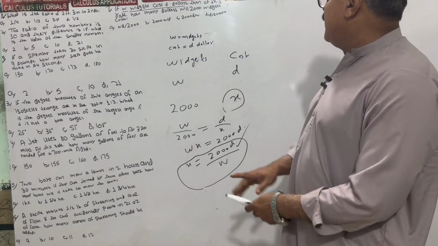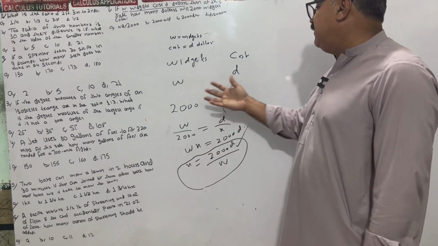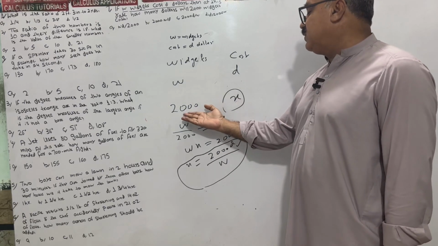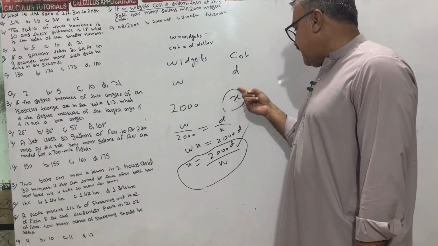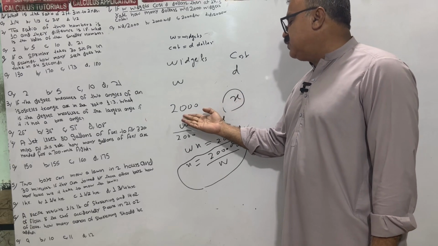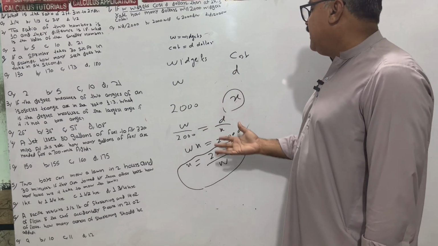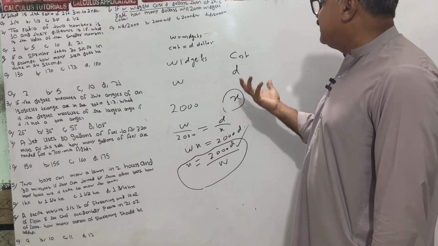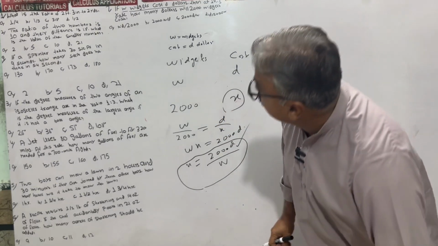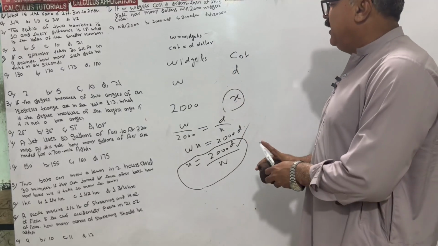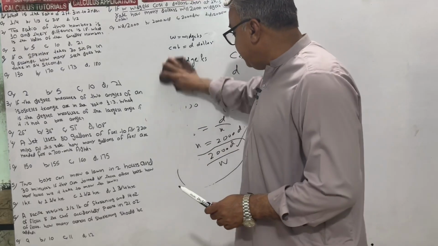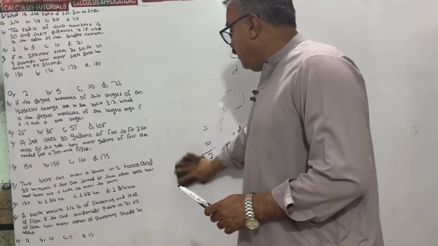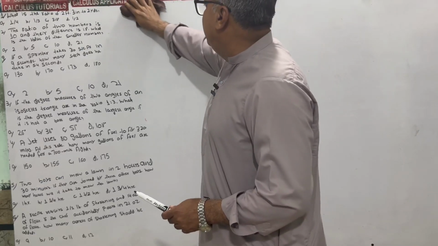Direct ratio case. W widgets cost D dollars. How much is the cost X for 2000 widgets? It's a direct ratio. The greater the quantity invested, the greater the quantity to be received. Simple. Moving on a step further, we have compiled questions number 10, 9 as well as 7. Okay, cool.